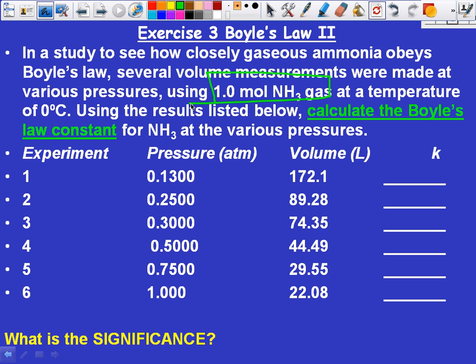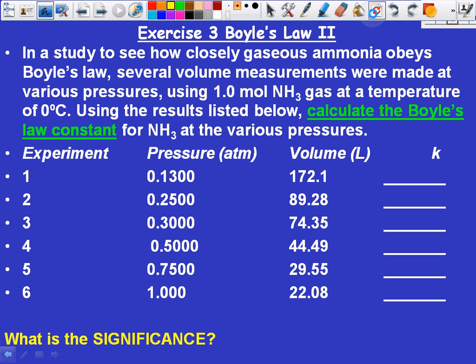It's not going to be any different from that. At a temperature of 0 degrees Celsius. Well, guess what else they just did? They just told you it was at STP. Okay? Using the results listed below, calculate the Boyle's law constant. Well, I just gave you that formula. P times V equals K. P times V equals K.